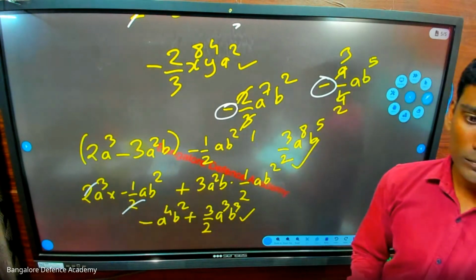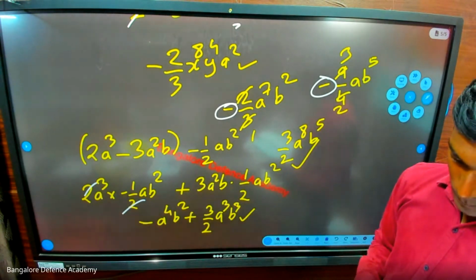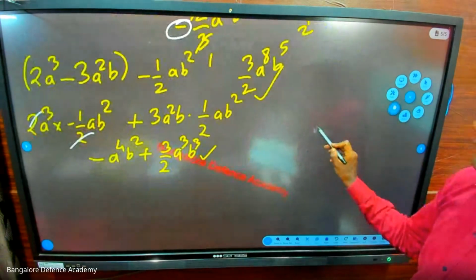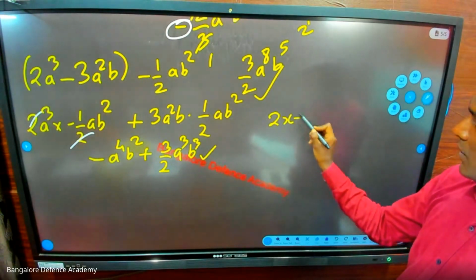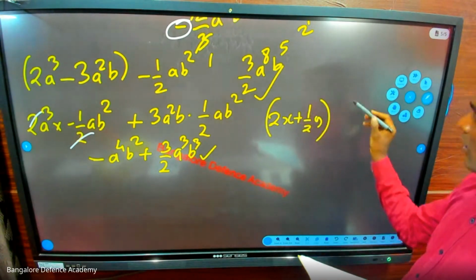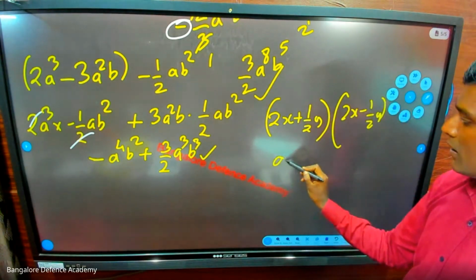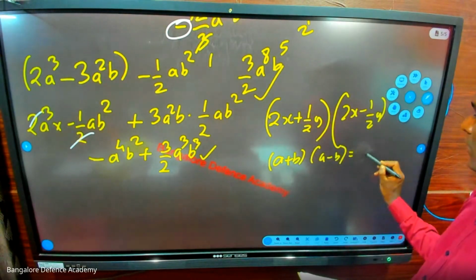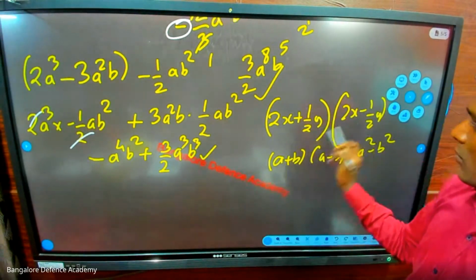You didn't get that? Just copy down. Okay, I'll do one more thing, then you can copy down. Look at this. Question hai, 2x plus 1 by 2y, and then you have 2x minus 1 by 2y. So ye kya hai? A plus b, a minus b. Iska formula kya hai? A square minus b square. Correct? A square minus b square.